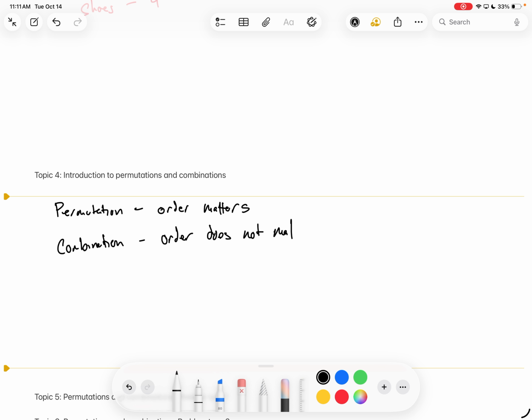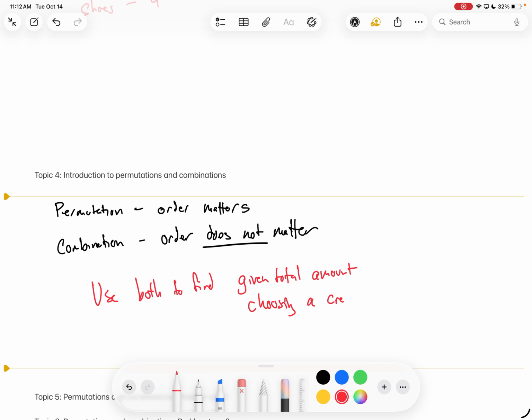Okay. So first of all, when do you use permutation or combination? We use both of these when you're given a total amount and then you're choosing a certain amount out of that.